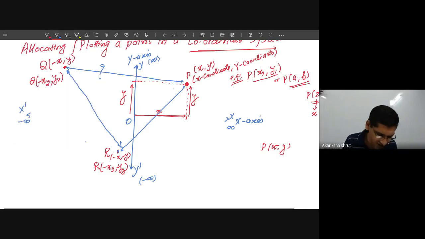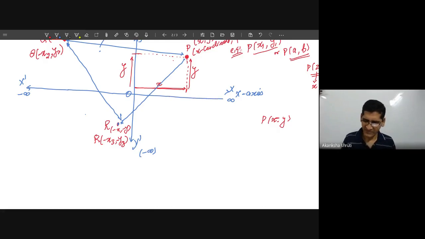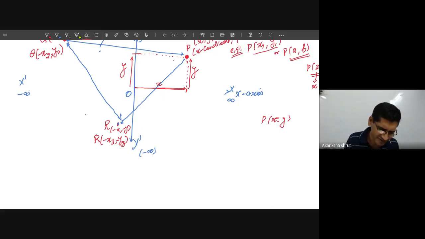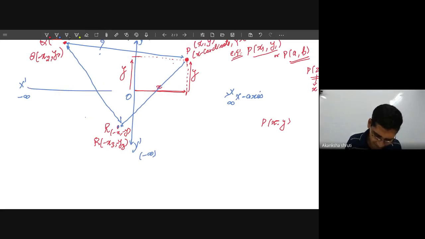Student, please finish it. It has done something wrong. It has deleted our important line. What was that? It was the x-axis. No, it was not this line. It was slightly above. Consider this.